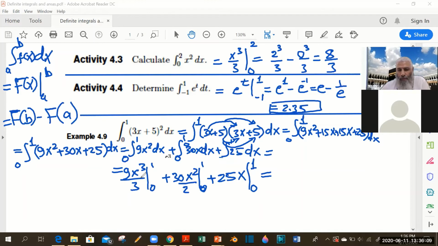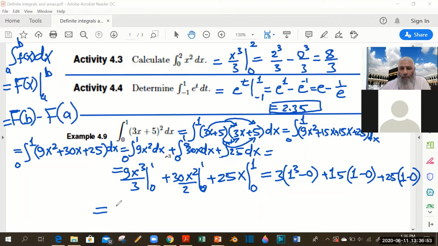So 9 over 3 is 3, right? Yes, 3x cubed. I will do it from 1, which is 1 cubed minus 0. Plus 30 divided by 2 is 15, x squared, 1 minus 0. Then plus 25x, which is 1 minus 0. So this is 3 plus 15 plus 25, and it's going to be 43. That's it.